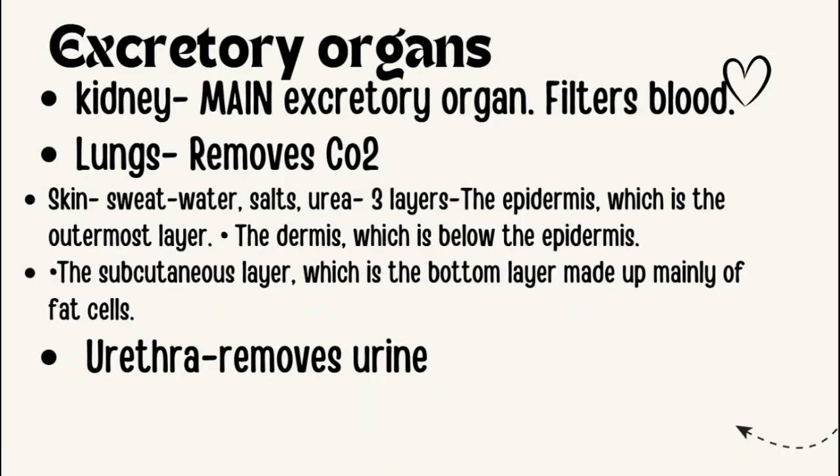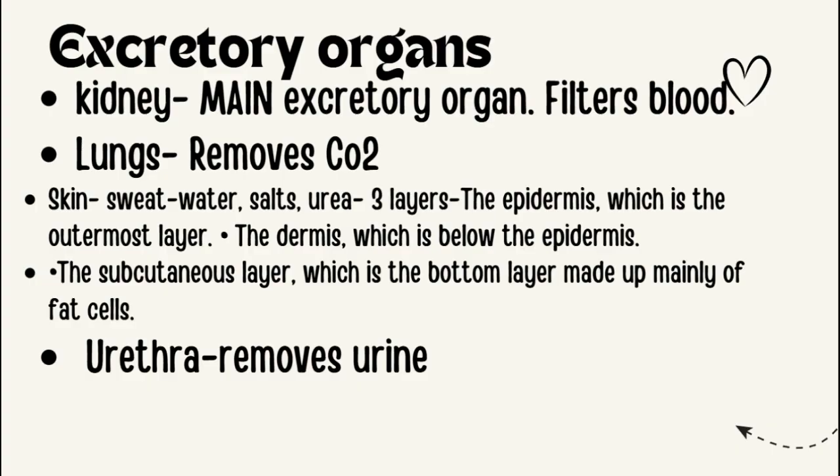Okay, so now as it relates to excretory organs, the main organ that we're really focusing on is the kidney. The kidney is the main excretory organ, and it filters the blood and allows the waste to pass out through the urine. Even though the kidney is the main excretory organ, we also have other organs within our bodies that excrete different things.